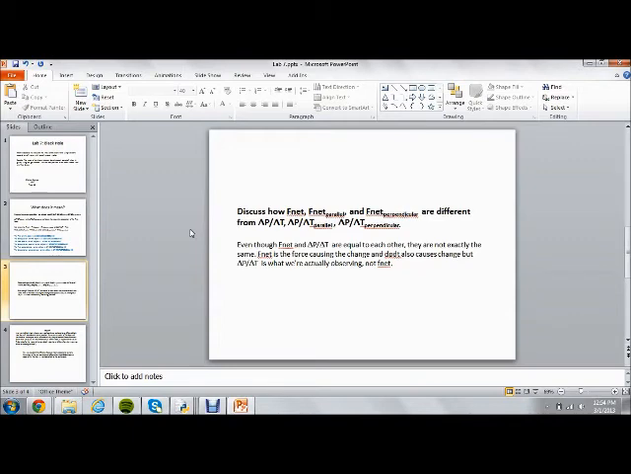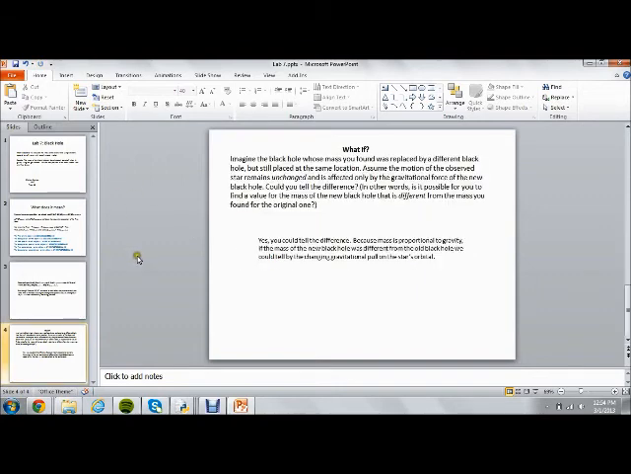But the Fnet and delta p over delta t are a little bit different, because even though Fnet and delta p over delta t are equal to each other, they're not exactly the same, because Fnet is a force causing the change, and delta p over delta t also causes change, but it is what we're actually observing. We're not observing Fnet.